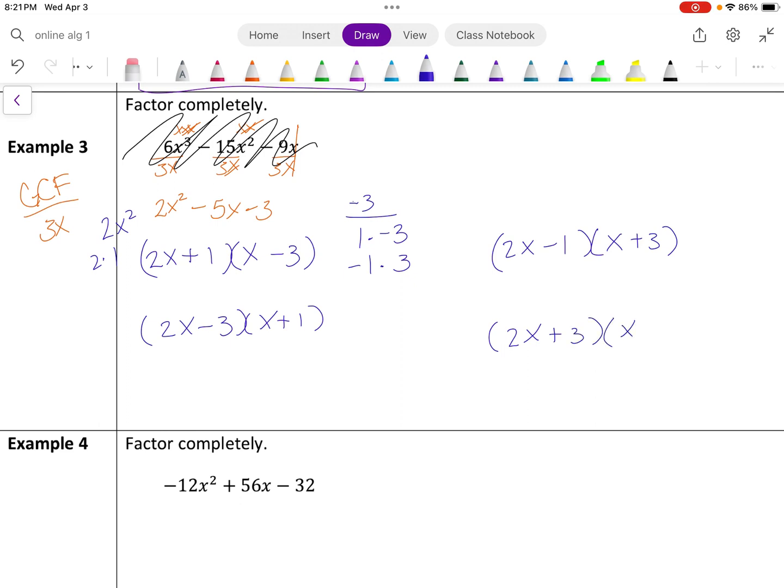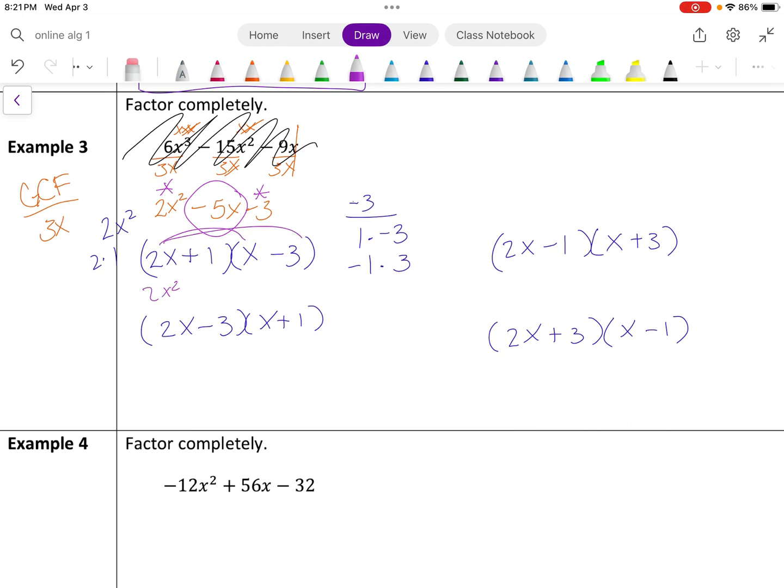All right, I think I got them all, but I'll double check. Okay, all these are slightly different, right? They look pretty similar, but you notice the signs where we put the number are slightly different on all of them. All of them multiply to be 2x squared. All of them multiply to be negative 3. Only one of them is going to add to be negative 5. So let's check it out.